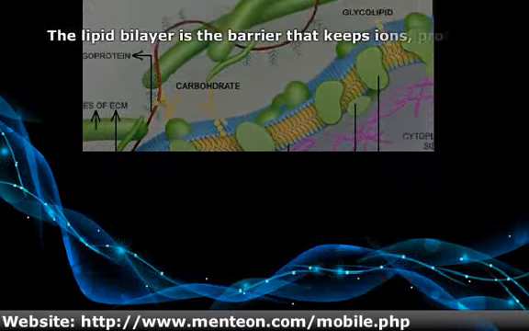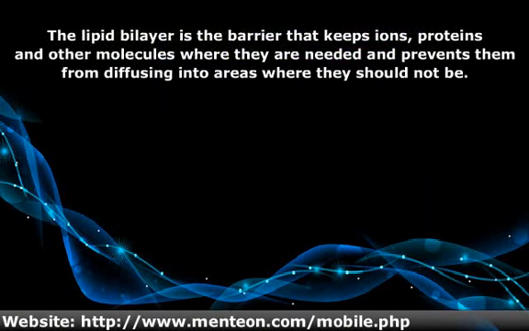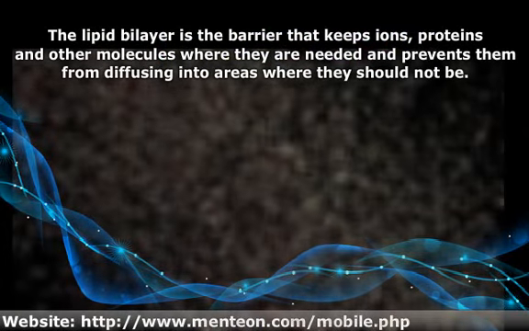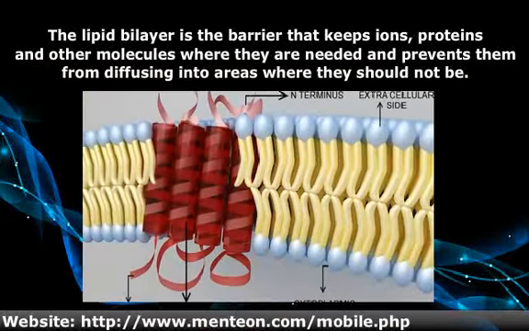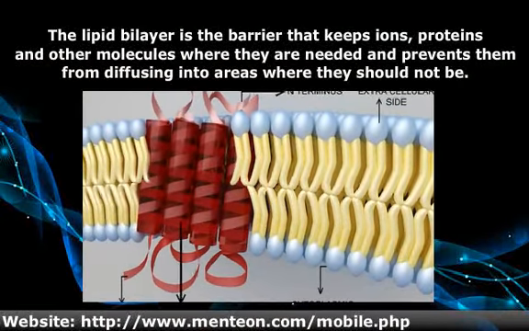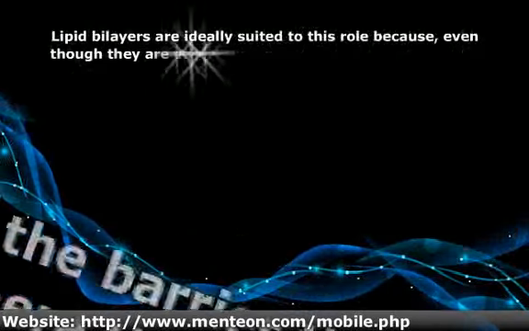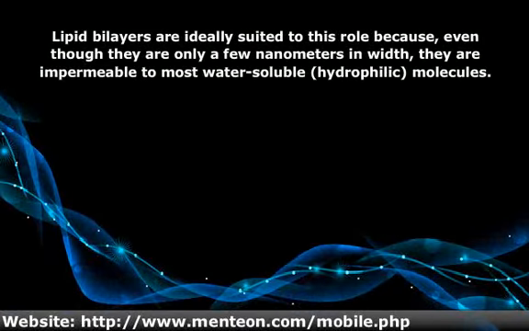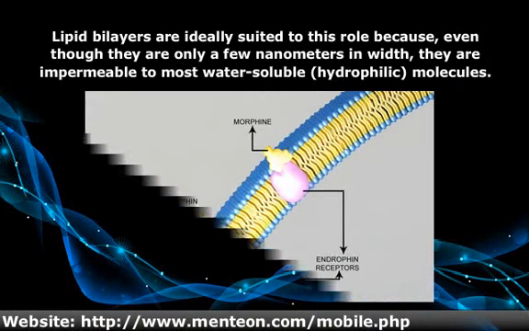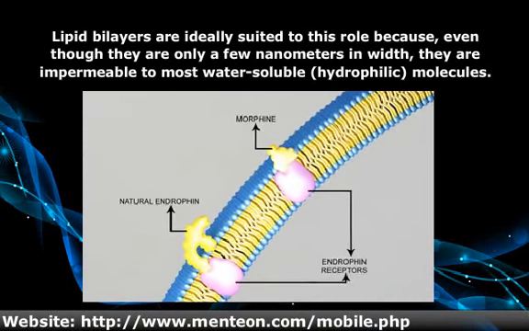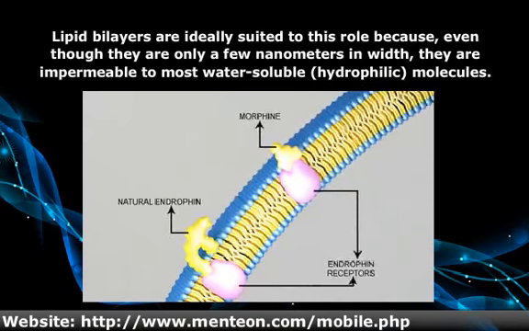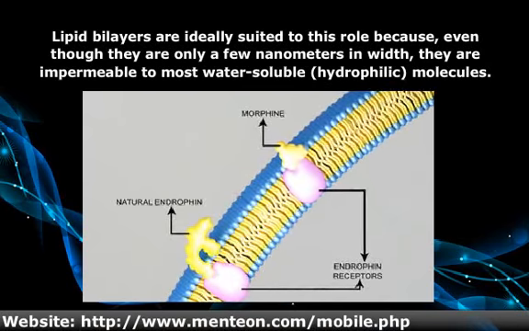The lipid bilayer is the barrier that keeps ions, proteins and other molecules where they are needed and prevents them from diffusing into areas where they should not be. Lipid bilayers are ideally suited to this role because, even though they are only a few nanometers in width, they are impermeable to most water-soluble, hydrophilic, molecules.